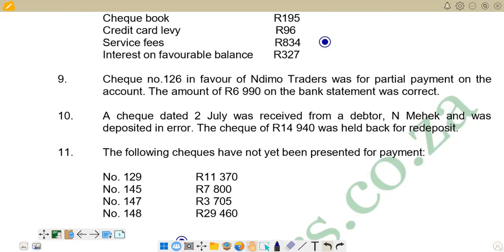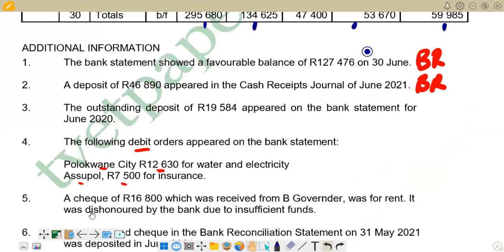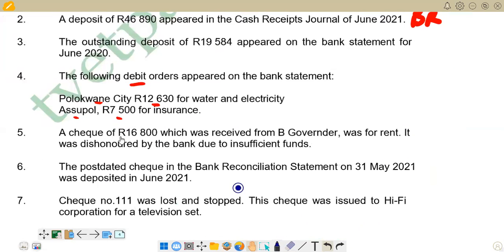On the next one, we have item 5, saying a check of 16,800, which was received from B Govenda, was for rent. It was dishonored by the bank due to insufficient funds. So what does it mean? This check was received. Let's take notes. It was received, so it means it's under the cash receipts journal.